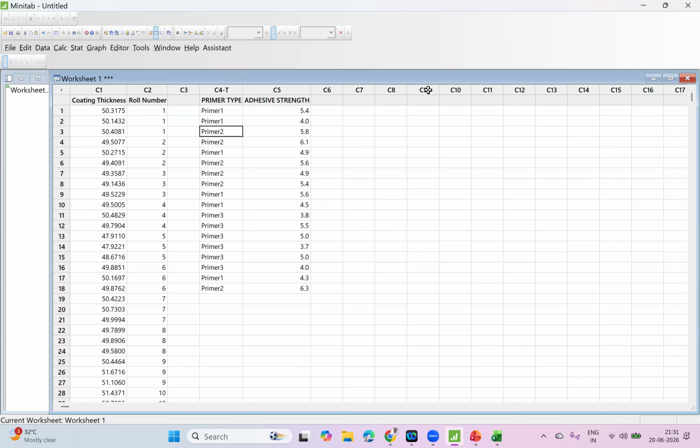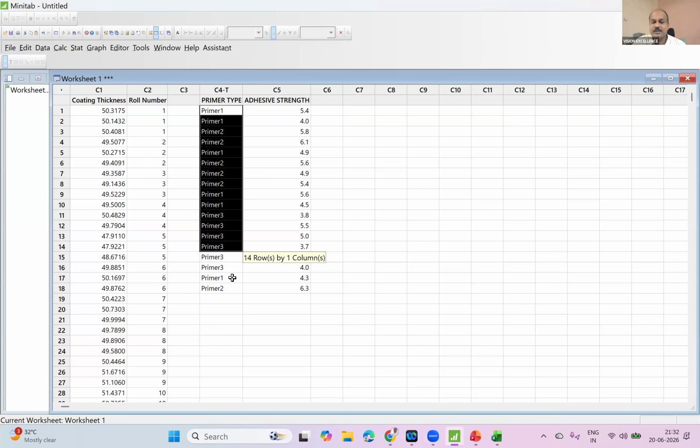Now with these 18 experiments, I am going to find out whether the primer has a significant effect. If primer has a significant effect, I will find out which primer is useful for my adhesive strength. The one that gives more adhesive strength is useful, isn't it? Very simple. That is what I'm going to do.